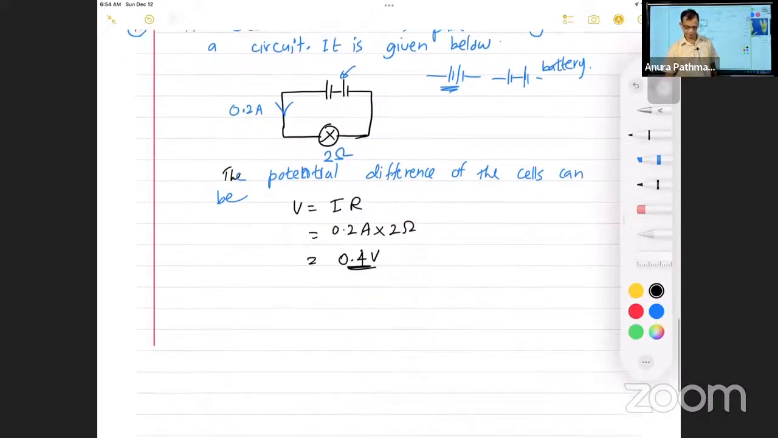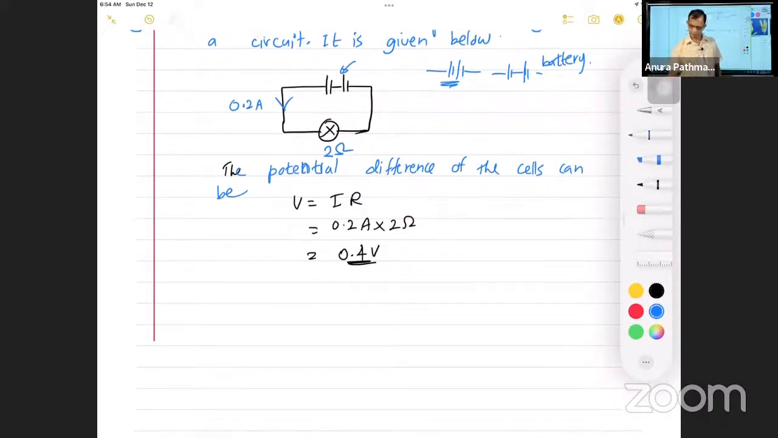හරිද? Okay, sir. 14th question. Question number 14. Question number 14.